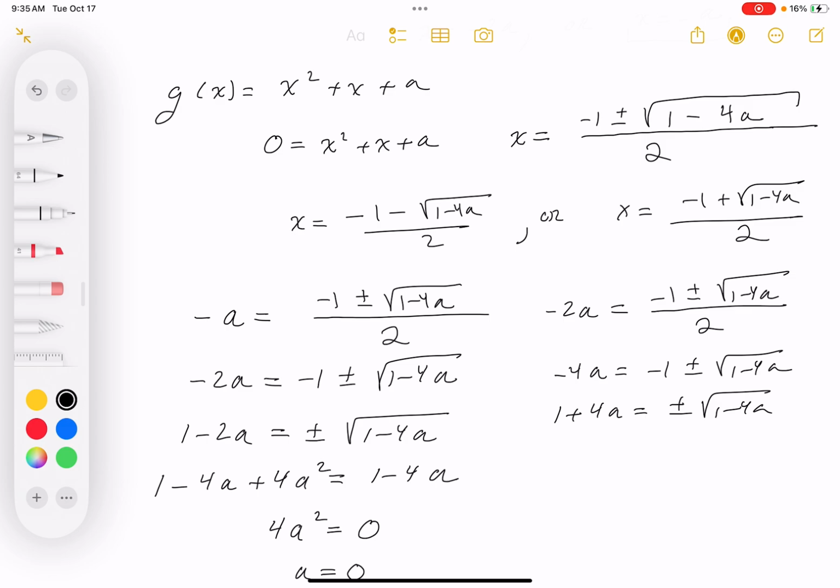Let's see if we can do that. Square both sides. That's 1 plus 4a squared. A little more difficult, isn't it? Equals 1 minus 4a. If you square both sides, you get that. I have to worry about a, by the way. But anyway, what do you get over here?